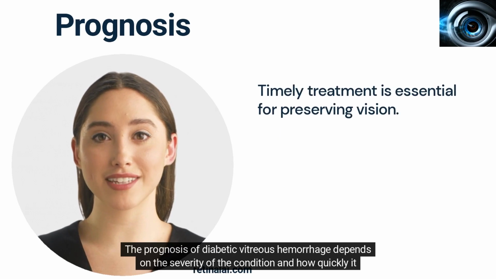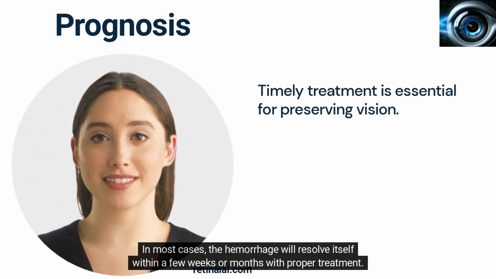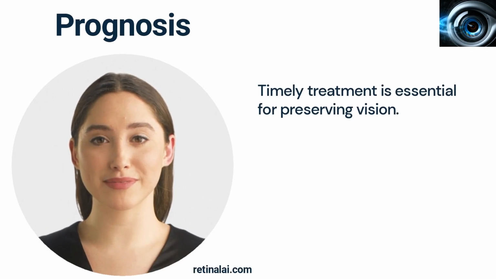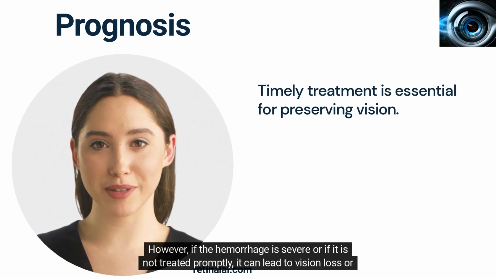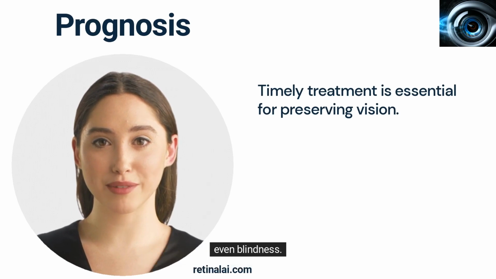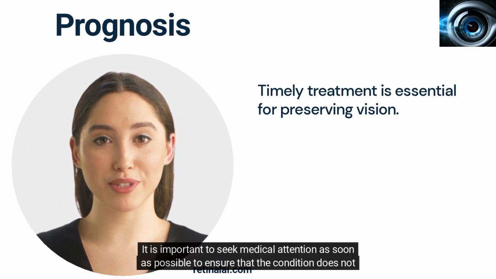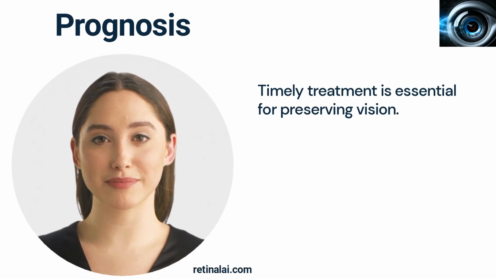The prognosis of diabetic vitreous hemorrhage depends on the severity of the condition and how quickly it is treated. In most cases, the hemorrhage will resolve itself within a few weeks or months with proper treatment. However, if the hemorrhage is severe, or if it is not treated promptly, it can lead to vision loss or even blindness. It is important to seek medical attention as soon as possible to ensure that the condition does not worsen and that your vision can be preserved.